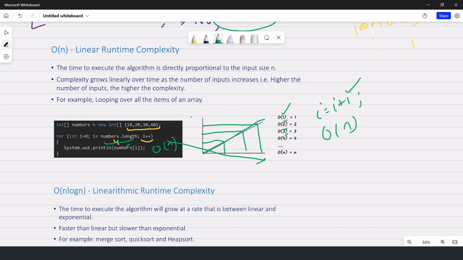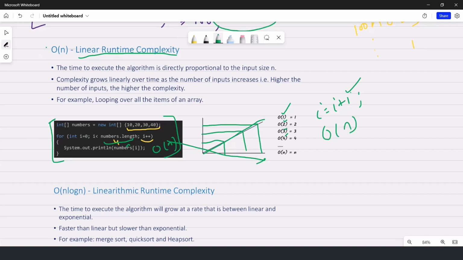So not the space used by the output, in this case printing the elements. So this is all about linear runtime complexity. Don't go much inside into it. Just remember, if this kind of stuff is there and the graph is forming linear, that is linear time complexity. Whatever references and examples I am giving now are more than enough.